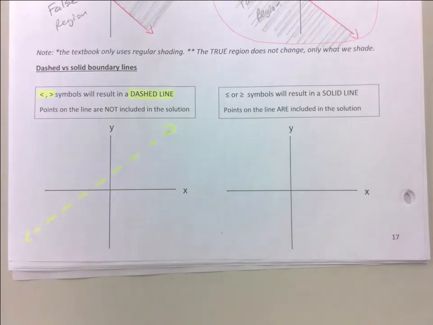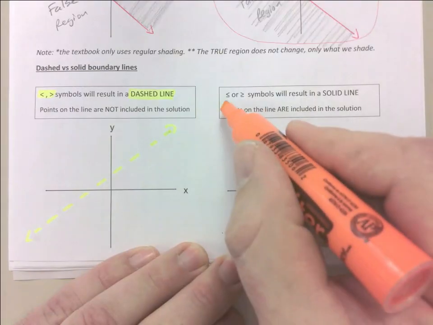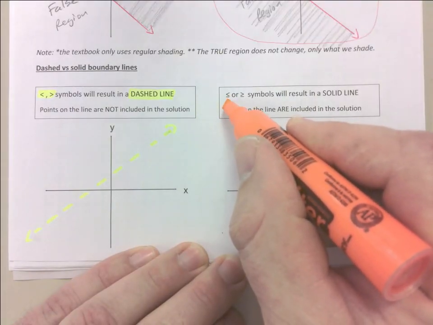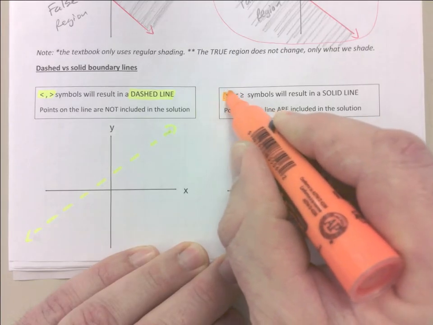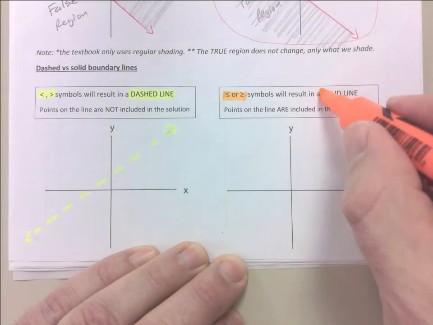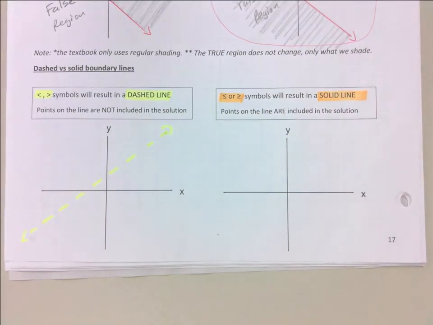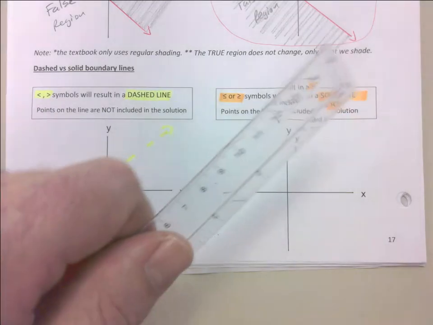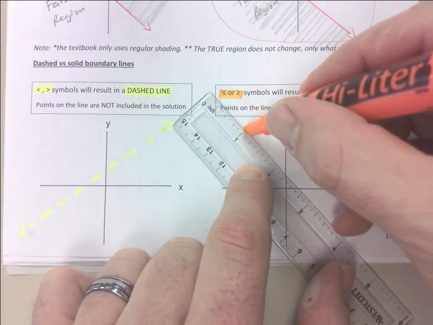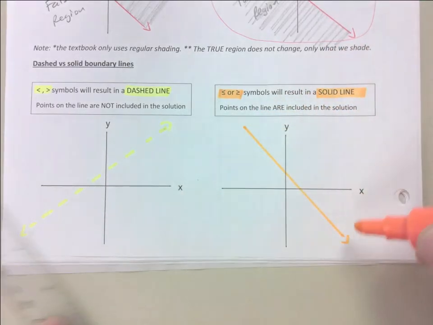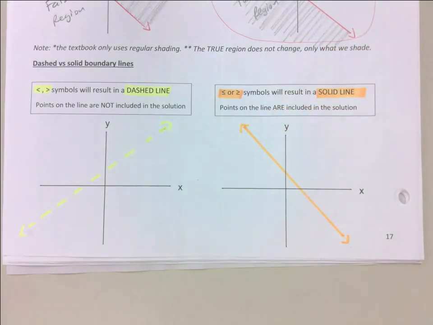However, if your inequality is followed by the equal sign, because it's less than or equal to, greater than or equal to, if you look at these two symbols, if you have that equal, then we have a solid line. So I'm actually going to make this look different because the boundary lines will vary greatly. This is just to highlight the fact that you may have solid lines and or dashed lines.